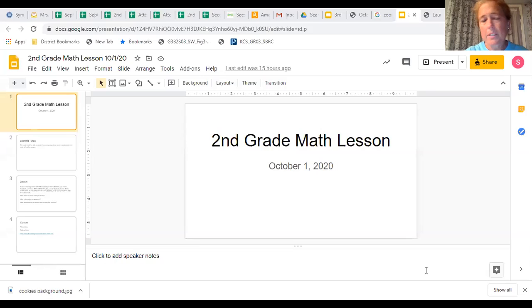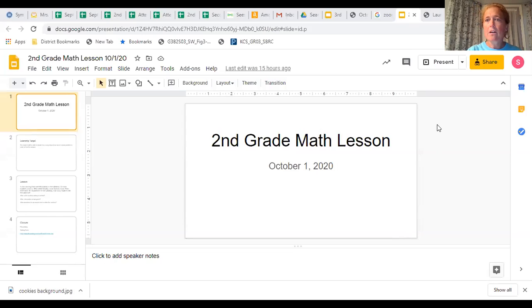So let's get started. As you know, we have been working on multi-step problems. Give me one moment. I need to make sure when I share it. There we go. So we have been working on multi-step problems, and today we're going to continue that.